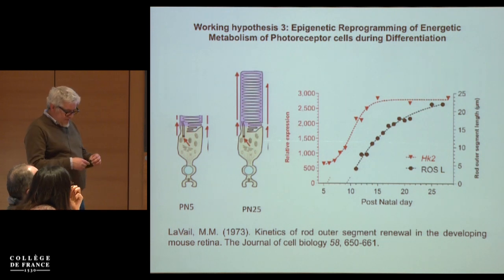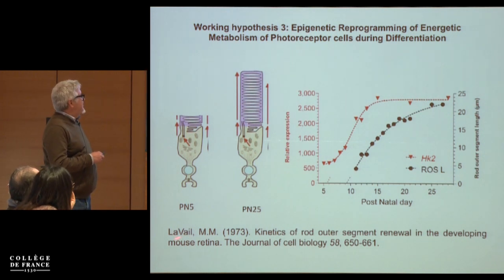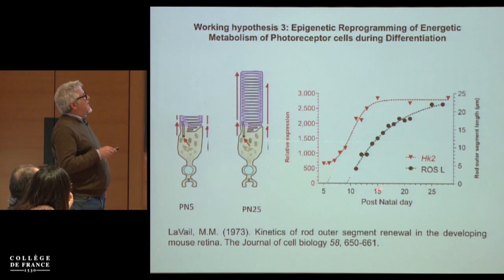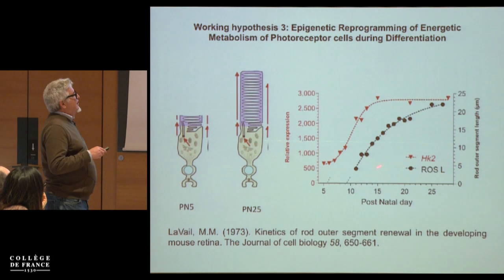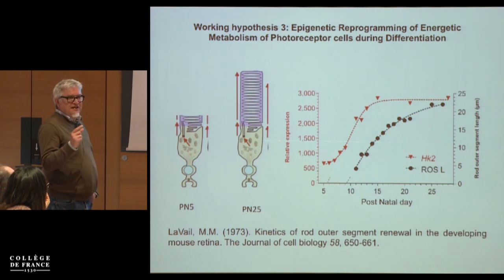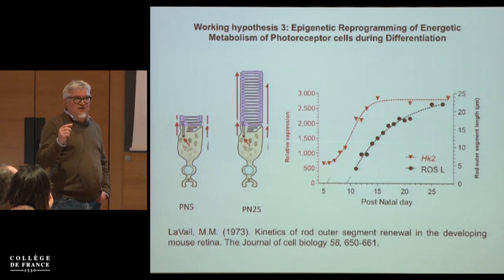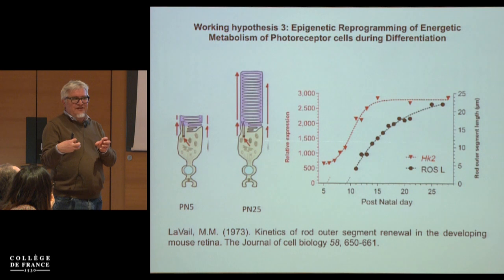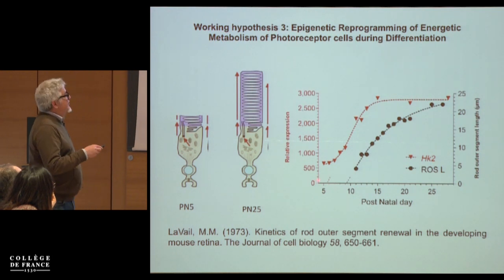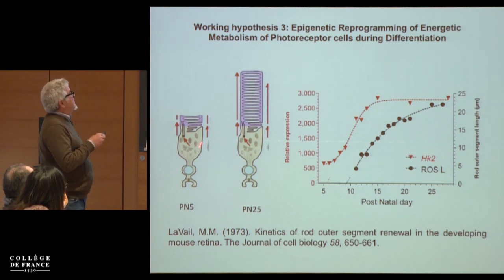All right. There's an observation made by Matt Lavail a long time ago, that during the maturation of rod photoreceptors in the mouse retina, the outer segment first increases in size. So before the outer segment reaches the retinal pigment epithelium, it increases. After, when it reaches the epithelium, it is phagocytized at one end and synthesized at the other.